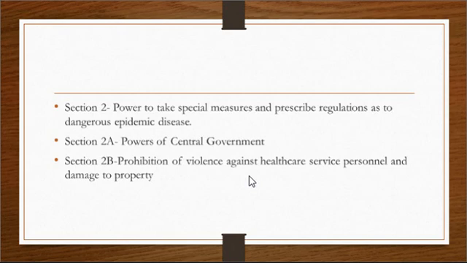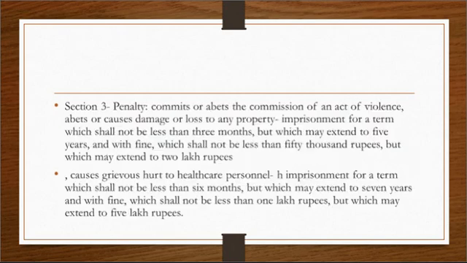So basically, this was missing in the 1897 Act. But the Amendment Act has included that there will be prohibition of violence against healthcare service personnel. And there will not be any damage or loss to any property during the time of pandemic, because this will be considered as an offense. We will also discuss in the coming slides the penalties that will be imposed if any of these sections are violated.